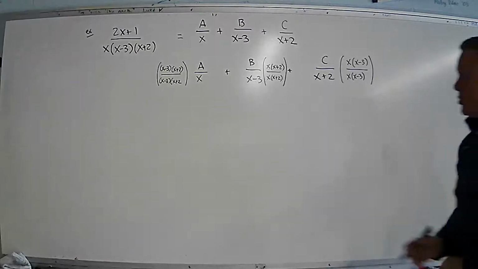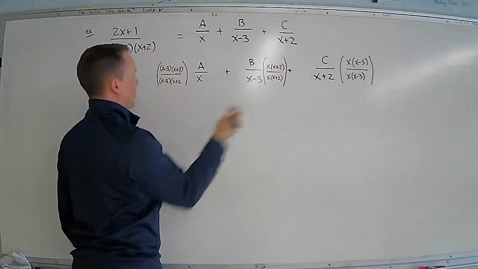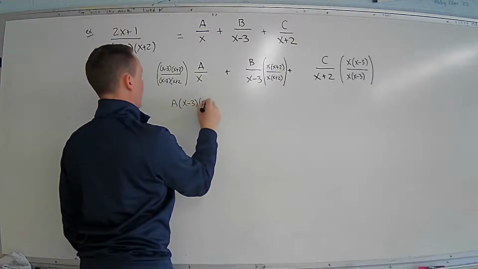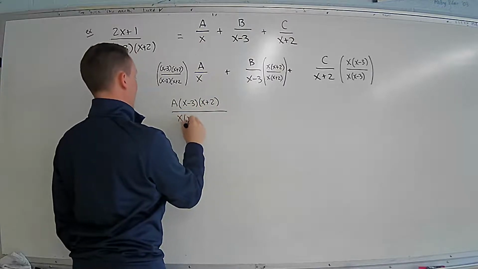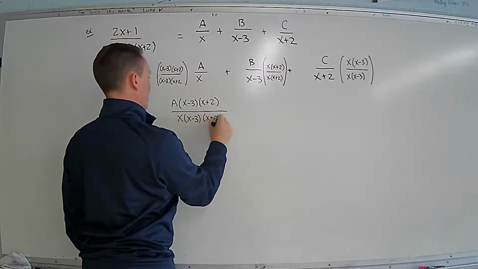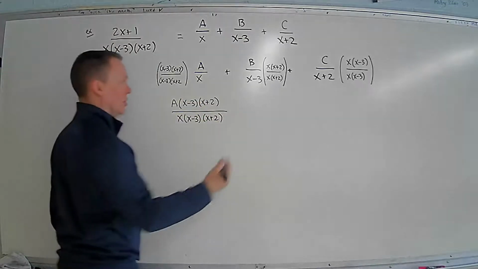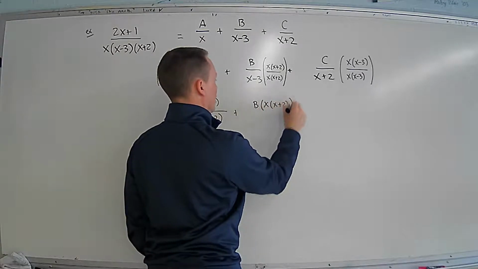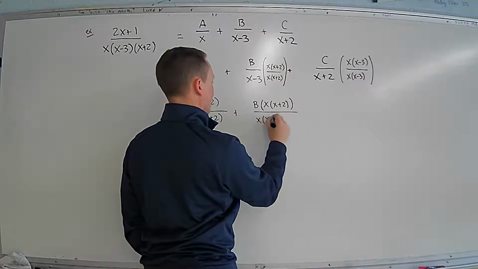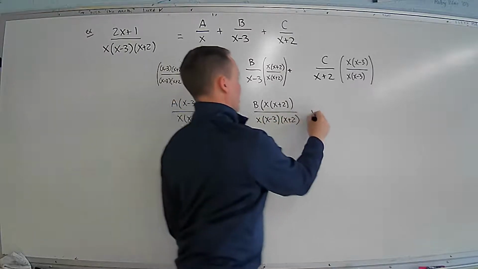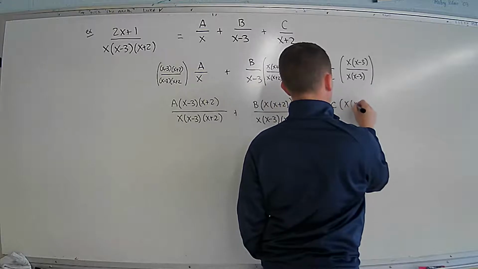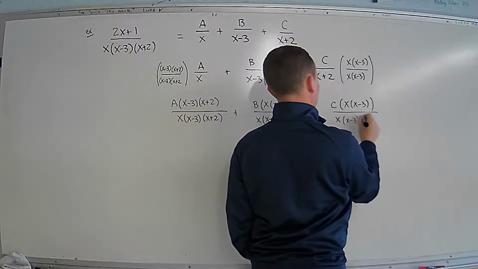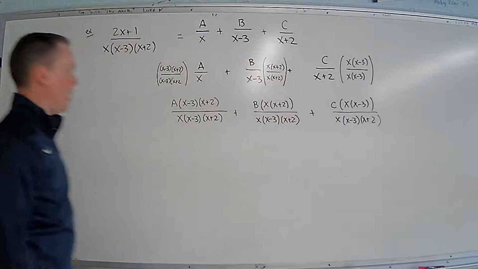So now I'm going to add those fractions together. Well, first I'm going to do the distributing property here. So I'm going to say that's A times (x minus 3)(x plus 2) over x times (x minus 3)(x plus 2). Don't cancel this out, by the way. That would undo what you just did. B times (x plus 2) over x times (x minus 3)(x plus 2). And then C times (x minus 3) over x times (x minus 3)(x plus 2). Okay, woo, baby.